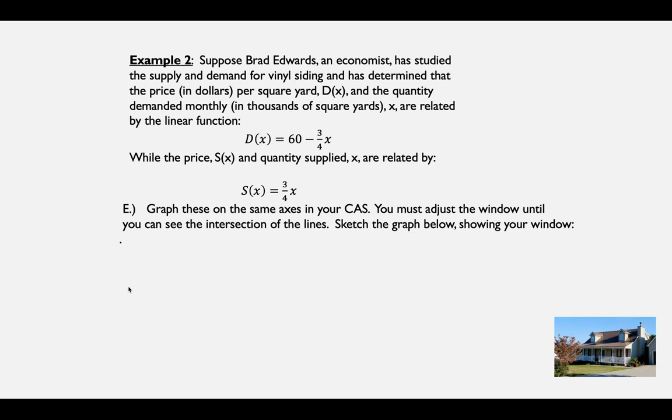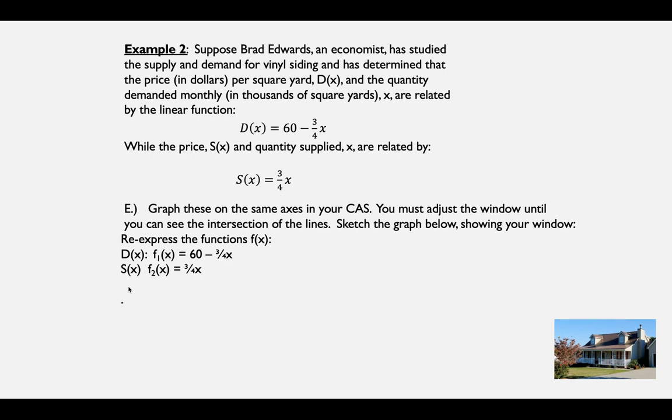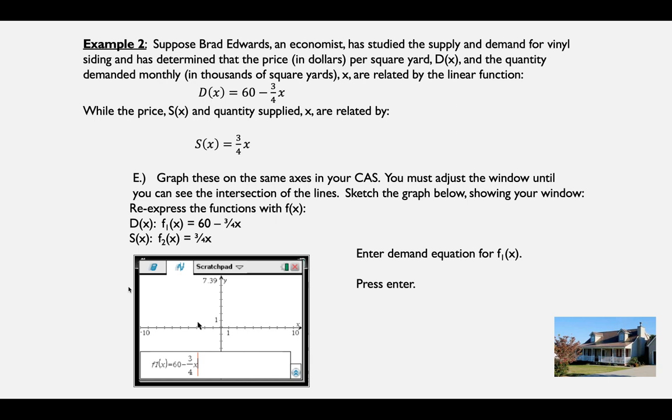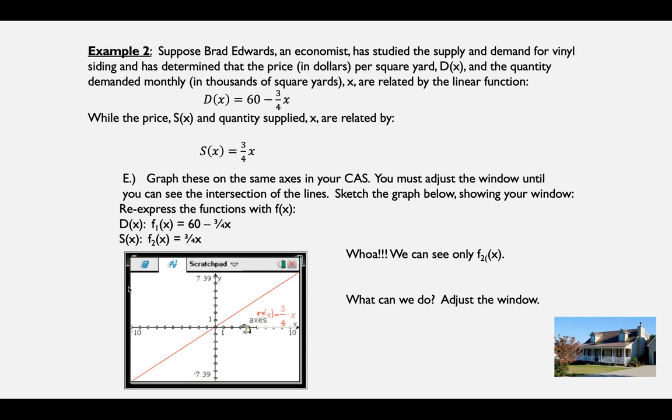Okay, we're going to graph these on the same axes in our calculator, and you may have to adjust the window as you go, and we're going to see the intersection of the two lines. So we'll enter the rule for d of x in f1 of x in our calculator. So enter 60 minus 3/4 x and then press enter. And then if you have to, press tab to get f2 and then put in 3/4 x. Okay, so there's f1, press enter. There's f2, press enter.